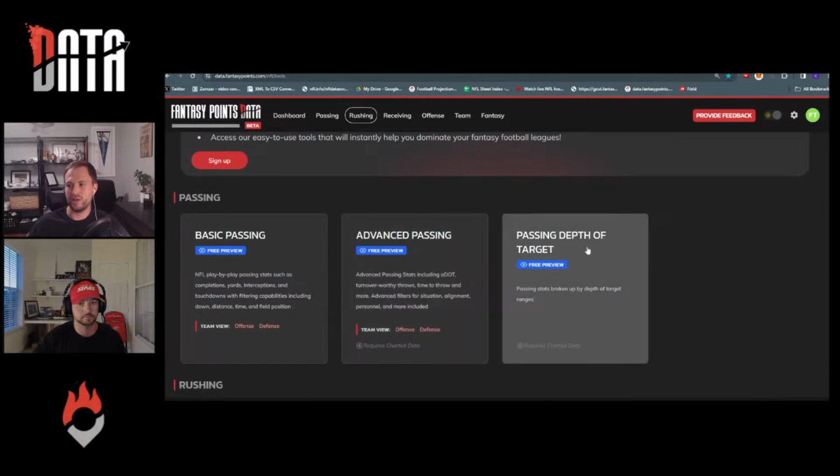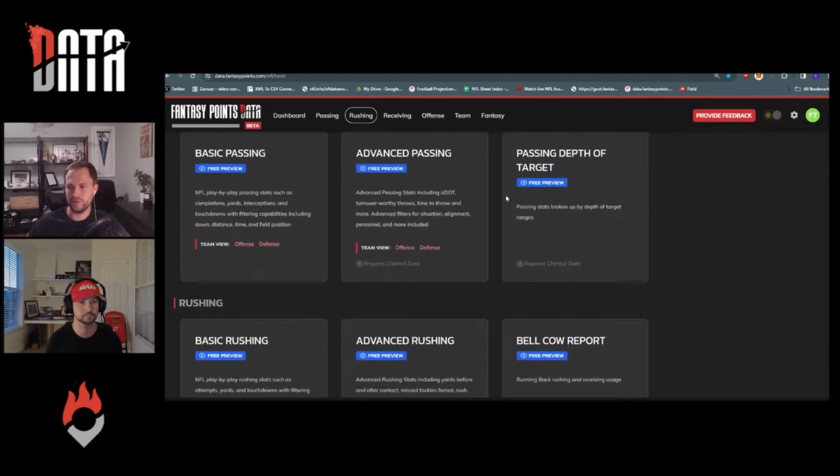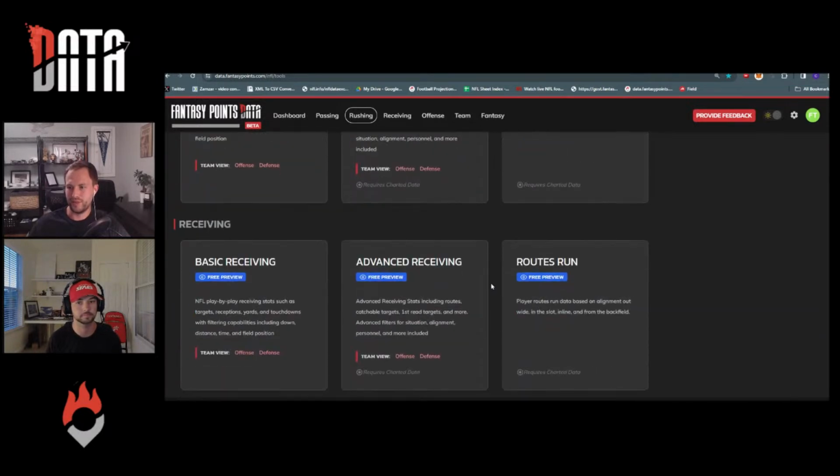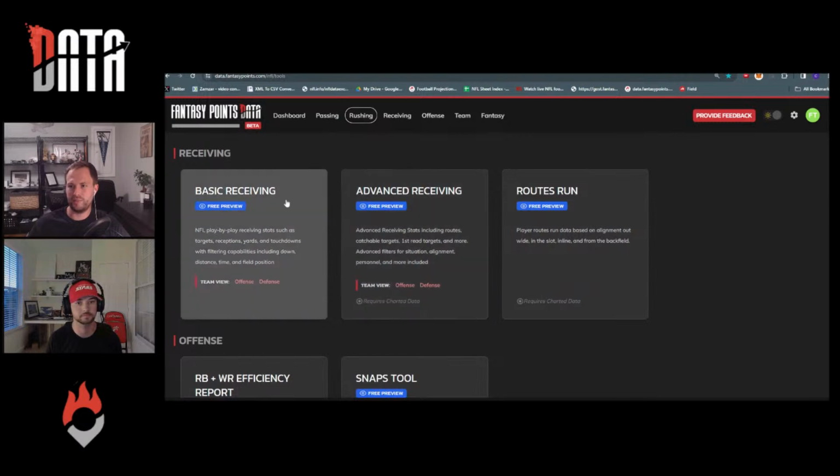Passing depth of target shows some buckets for different depths of target down the field and how QBs perform in those. Under advanced rushing, like I said, basic rushing. Advanced rushing, again, is just a build on the basic rushing with advanced data. Bell cow report is Scott Barrett's baby. It is pretty much everything he uses to figure out how to tell you guys what running backs are actually getting a lot of usage and how they're being used in offenses. Highly recommend that.